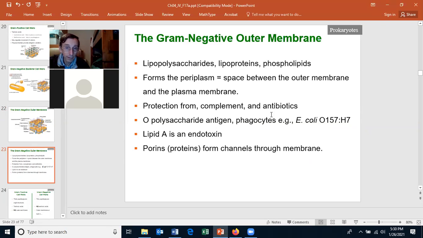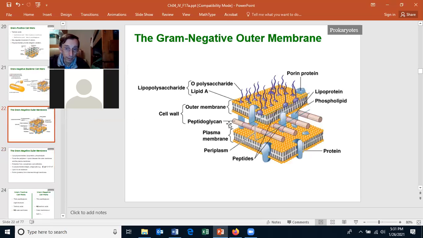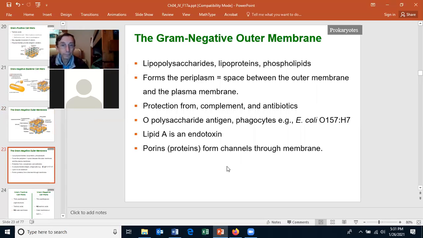Let's see if I covered everything. The periplasm is the space between the outer membrane and the plasma membrane of a gram-negative cell. So this region here, which includes the peptidoglycan, is the periplasm. The gram-negative outer membrane can do other things for the gram-negative cell besides protection from antibiotics. It can protect the cell from the complement proteins. It can protect the cell from phagocytes, or help protect the cell, I should say.